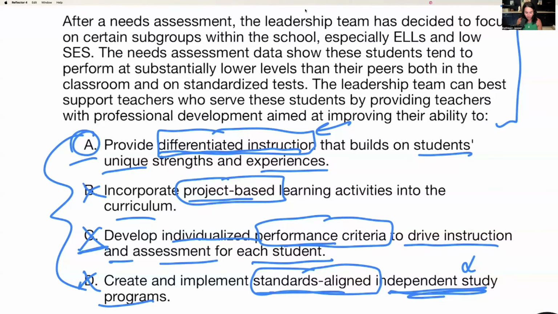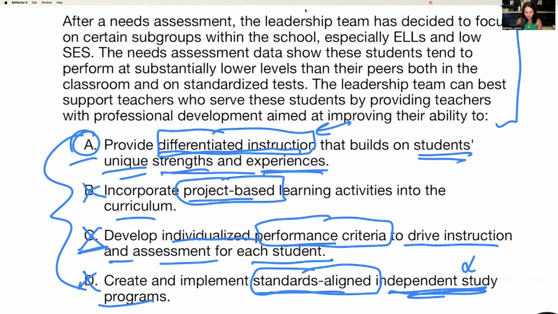A is still my best. Provide differentiated instruction that builds on students' unique strengths and experiences. This is also a strengths-based approach. We're focusing on the strengths. We're not saying differentiate instruction for our students who can't achieve, differentiate instruction for students who just don't get it. No, each student has different strengths and experiences, right?